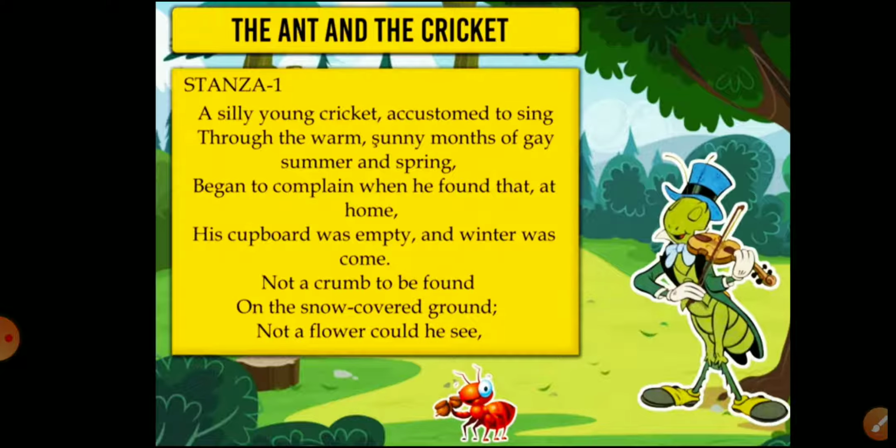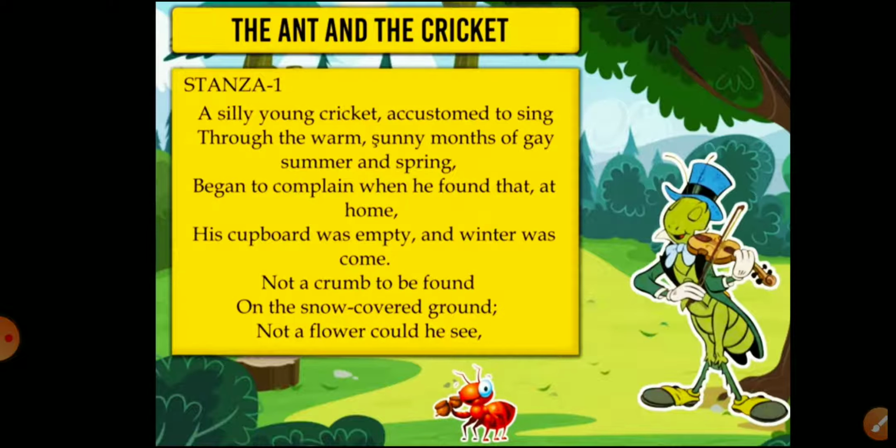So here in the first stanza, you can see a silly young cricket, meaning an insect, who was using the whole summer season for enjoyment and merrymaking. He was not at all thinking about the future. He had not collected food or built a shelter for the future. And when summer and spring were over and winter came, then he realized the situation. Then he began to complain.